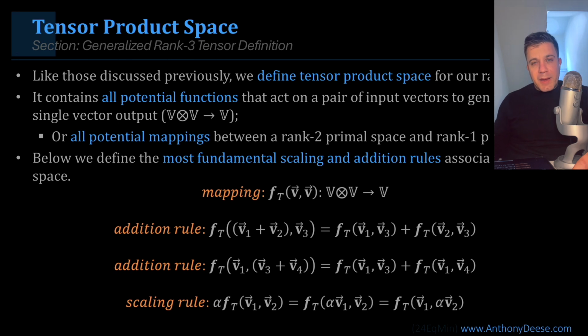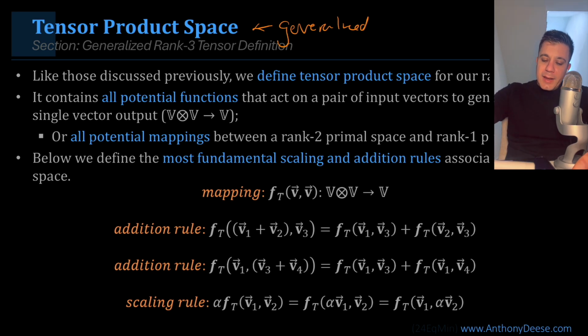Now, the tensor product space, we talked about this briefly when we discussed the linear map. And what we saw was that the tensor product space is analogous to the primal vector space or the dual vector space. It represents all potential functions that accept a certain number of input vectors and generate a certain number of output vectors, or in this case, a single output vector. The primal vector space was the combination of all potential primal vectors. The dual vector space was the collection of all potential dual vectors, mappings of that primal vector space to a scalar. And so this tensor product space, which is really a generalized description, a generalized way of saying this is the space associated with our rank-3 tensor.